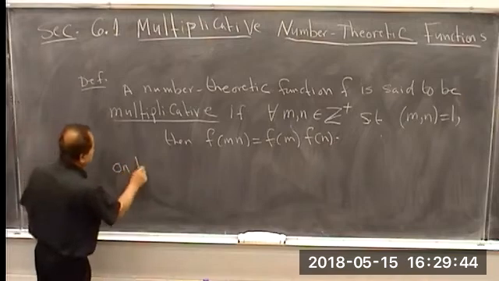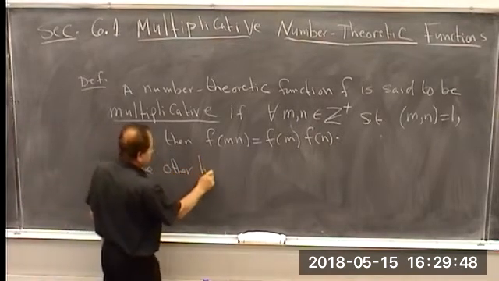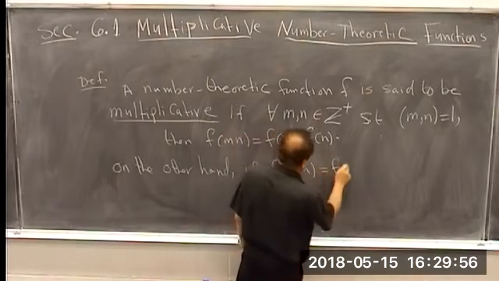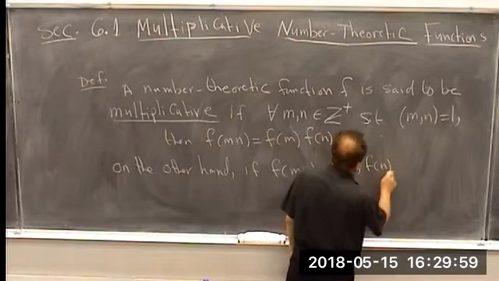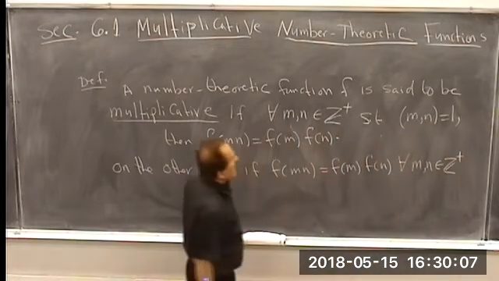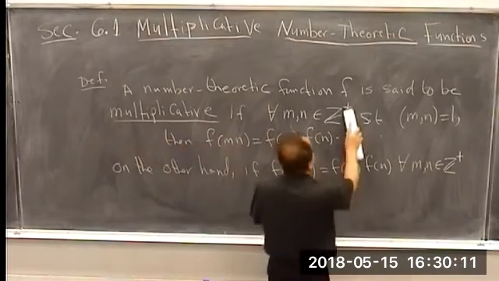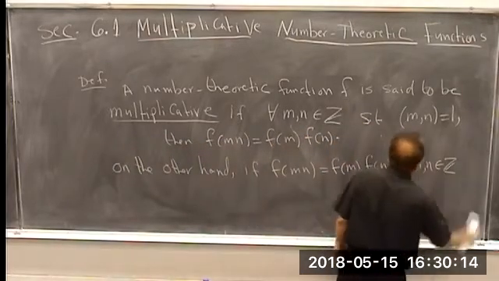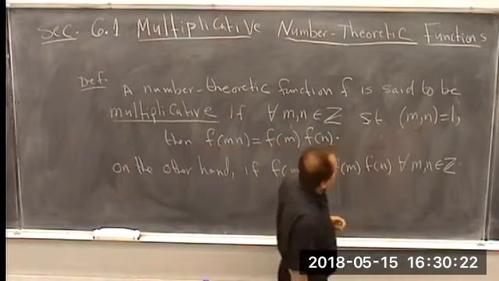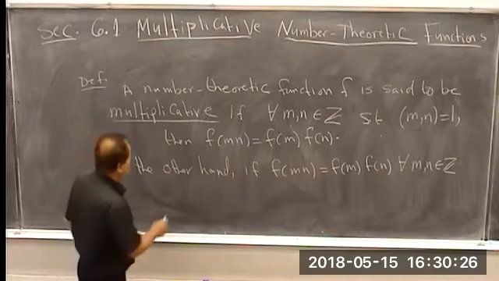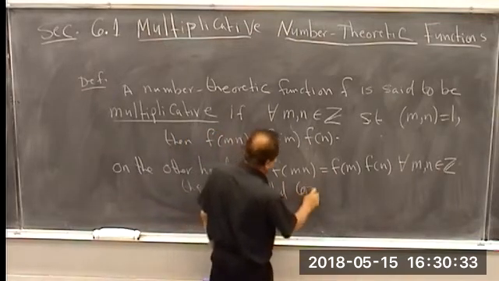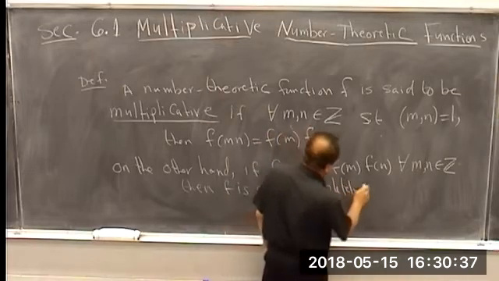On the other hand, if f of mn is equal to f of m times f of n for every m and n in Z plus, and actually we could have this be for every integer, we don't have to restrict ourselves to positive integers. So this is true without restricting m and n to be relatively prime. If this is true for all integers, then f is called completely multiplicative.